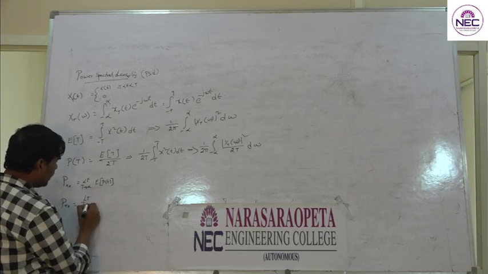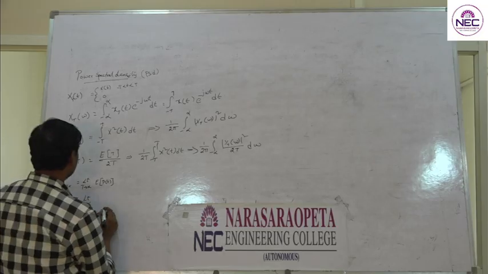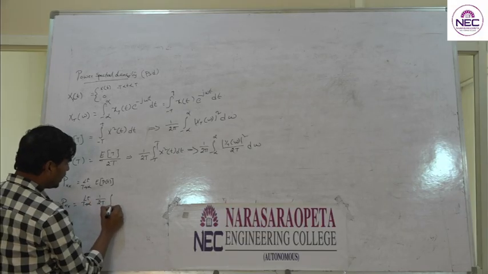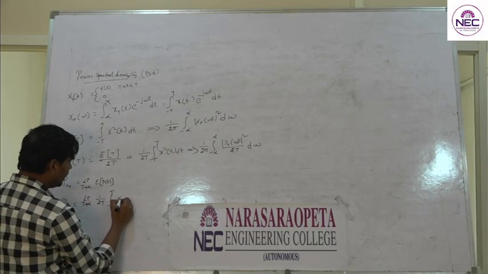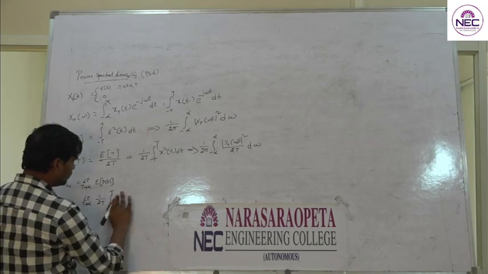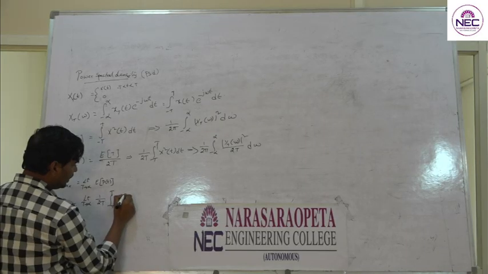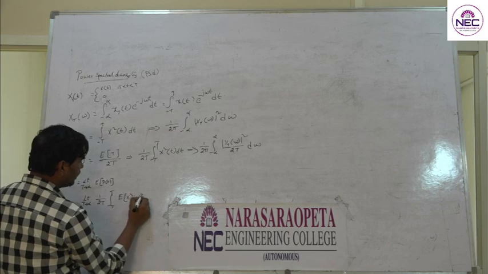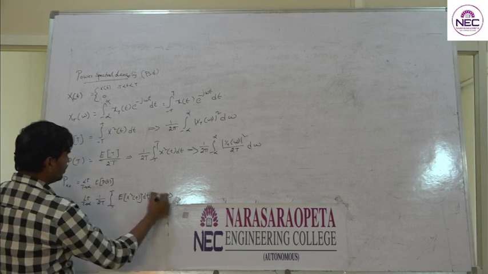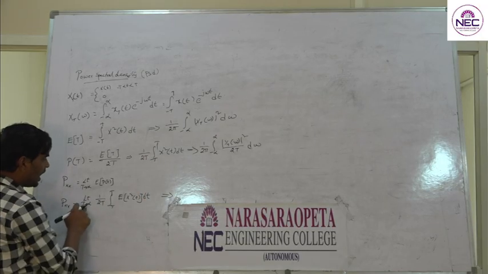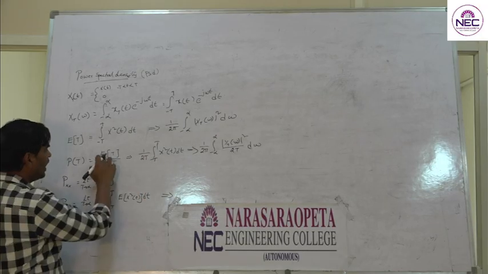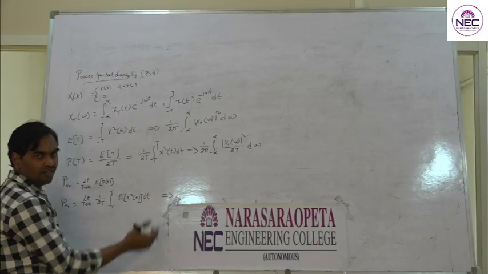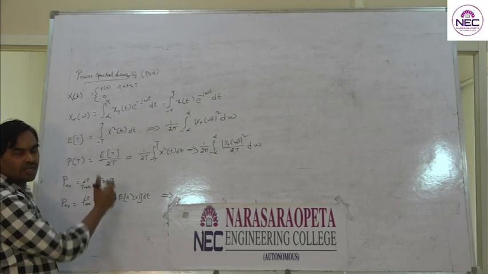limit t tends to infinity, 1 by 2t integral minus t to t x. So here I am inserting the expected value. So E of x square of t dt. Okay. So from this equation I have added the limit t tends to infinity as well as the expected value of E of x square of t. Here E represents the expected value.